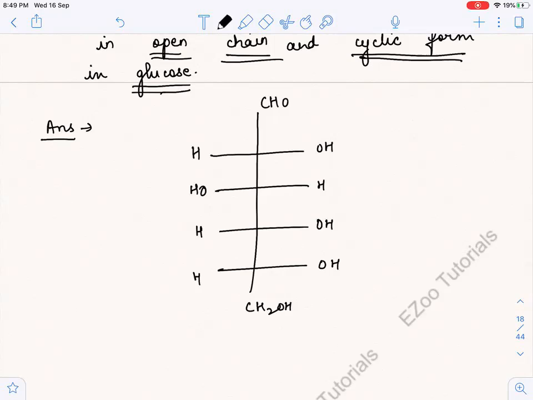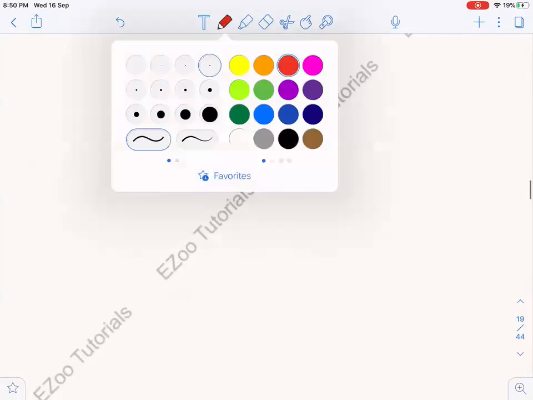Now we have to see the chiral carbons. Let us see the chiral carbons. If we see this carbon, is it chiral or not? Yes, it is. This, yes. This, yes. And this, yes. So how many chiral carbons are there in the open chain? Four chiral carbons. Here you see this thing and this thing are different. So there are four chiral carbons. I hope you are understanding. It's very easy. I'm just trying to make you see things.